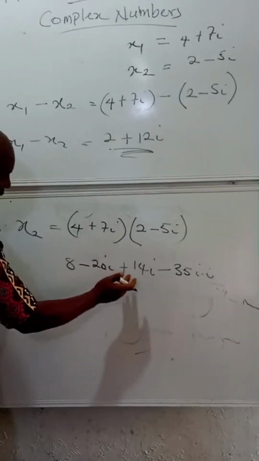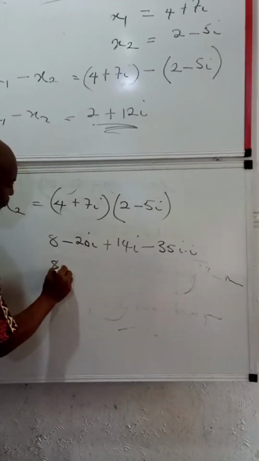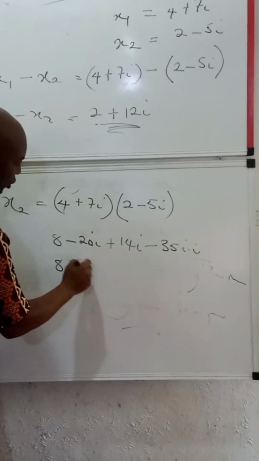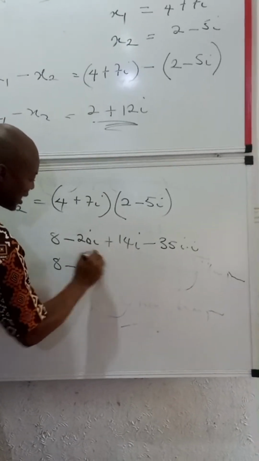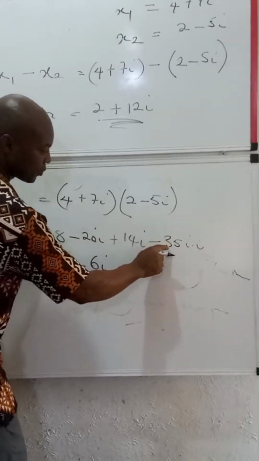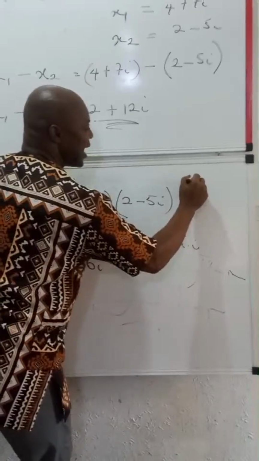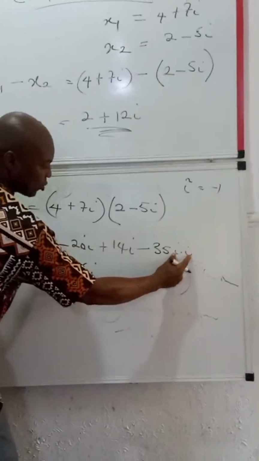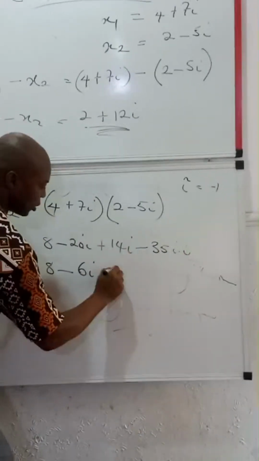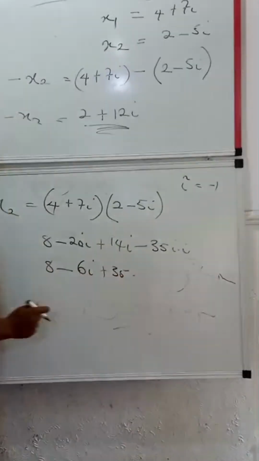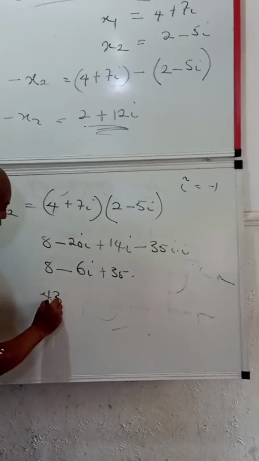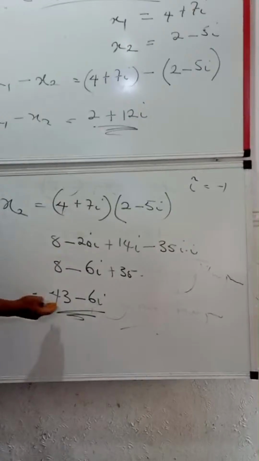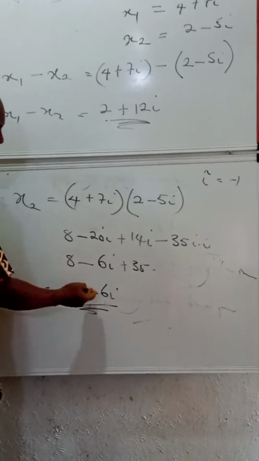Now, if you collect like terms together, here you have 8, here is minus 20i, here is plus 14i. So if you resolve it, you're going to have minus 6i. Now here we have minus 35 i squared, but we know that i raised to power 2 is equal to minus 1, based on what we have said before. Therefore, here we have minus 1. Minus 1 coming here will make this one plus 35. So 8 plus 35 will give us 43 minus 6i. So you can see that this one is also a complex number, where we have 43 minus 6i.